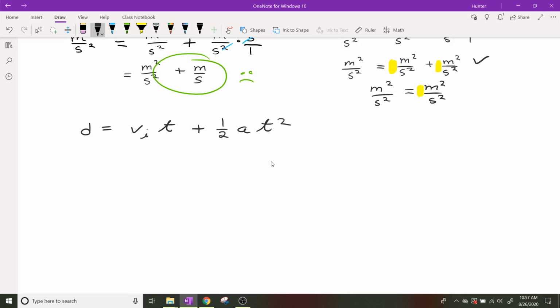So I'm going to write it up here. All right, am I out of time? I think I'm still good. This is meters. This is meters per second. This is seconds. Plus 1/2. Nobody cares about that. Meters per second squared times second squared. The seconds on the first one end up canceling out. The seconds on the second one end up canceling out.